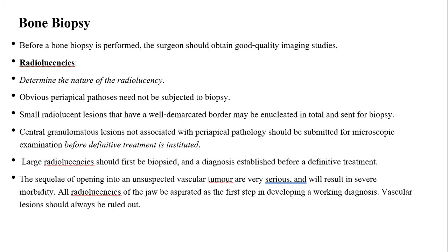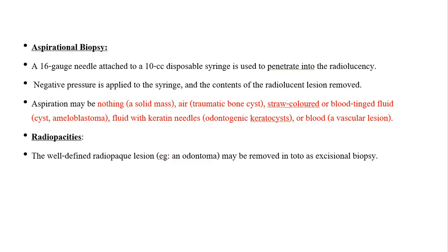Central granulomatous lesions not associated with periapical pathology should be submitted for microscopic examination before definitive treatment is instituted. Large radiolucencies should be first biopsied and a diagnosis established before a definitive treatment is undertaken. The sequelae of opening into an unsuspected vascular tumor are very serious and will result in severe morbidity. All radiolucencies of the jaw are aspirated as the first step in developing a working diagnosis. Vascular lesions should always be ruled out.